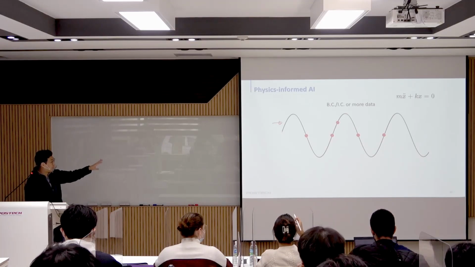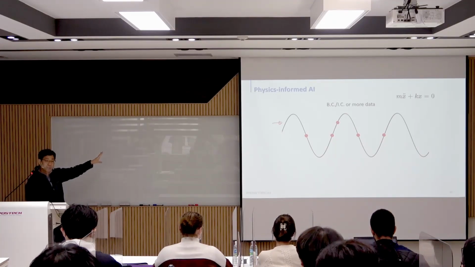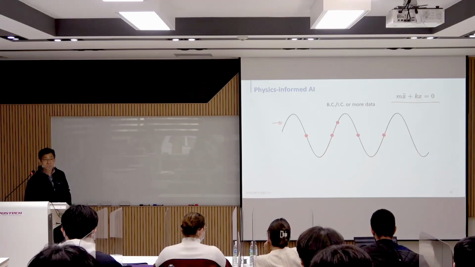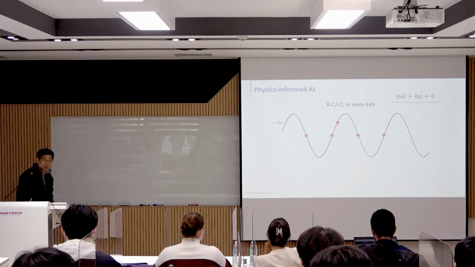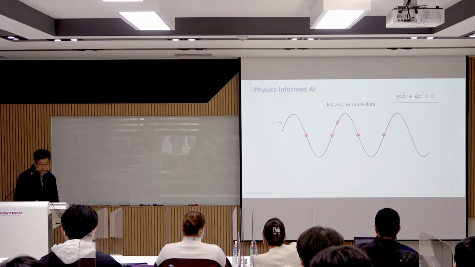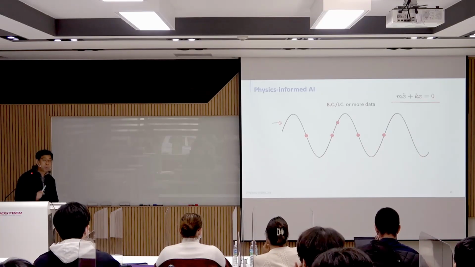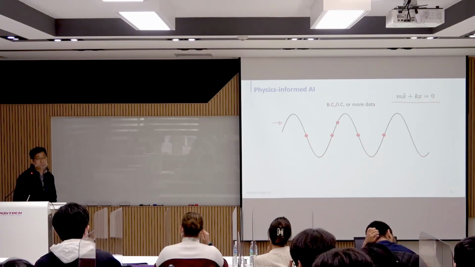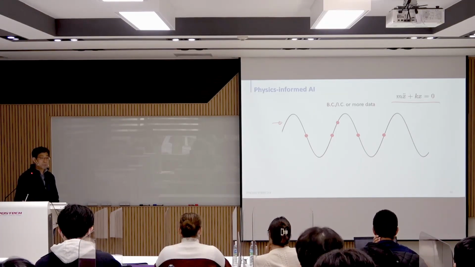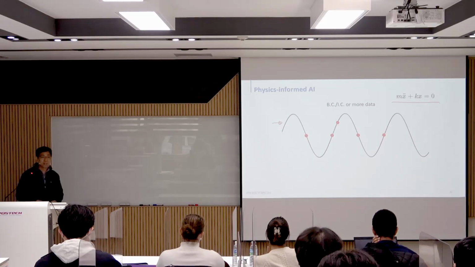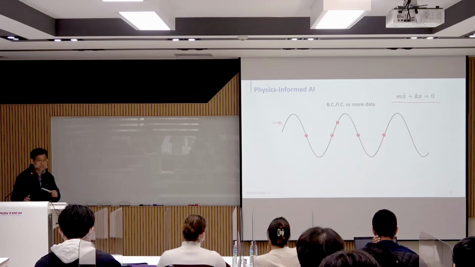We have 4 or 5 data points and physics. And the conclusion is that instead of having that, we will get totally different approximations. All right? Does it make sense?